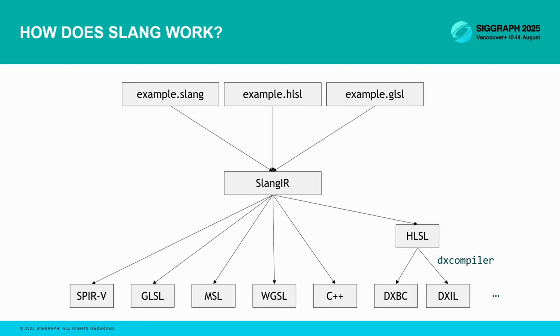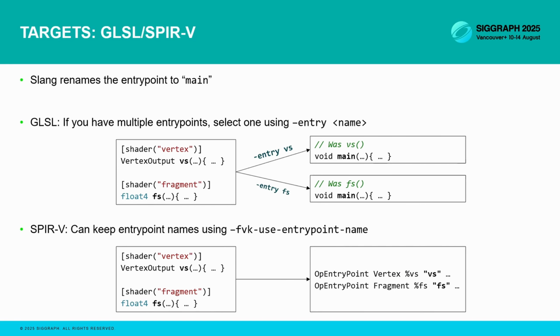For some targets, like DXIL, it'll output HLSL and then call a downstream compiler like DirectX Shader Compiler. Now let's talk about the specifics of some targets you may have seen. Earlier in our GLSL example, Slang in fact renamed the entry point, which was called render, to main. This is because OpenGL only allows you to have one entry point, which must be named main, since GLSL doesn't have ways to mark functions as entry points.